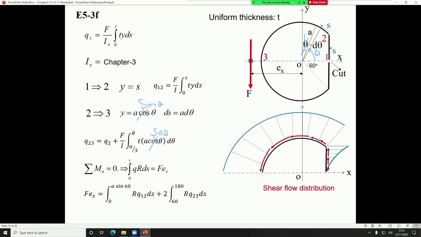Yes, please. Why isn't the previous one also doubled? Can you show it again, please? The previous one, from 0 to a sine 60, why isn't that also doubled? No. So look at this here.